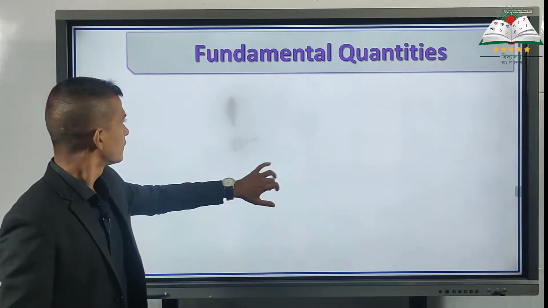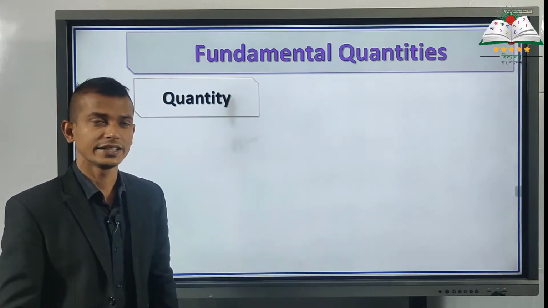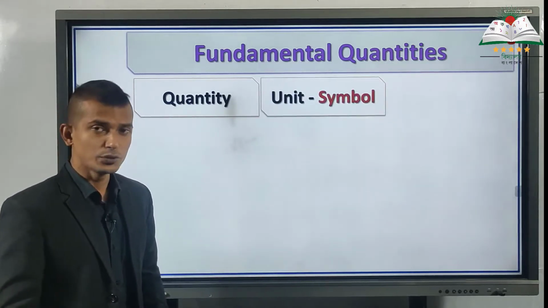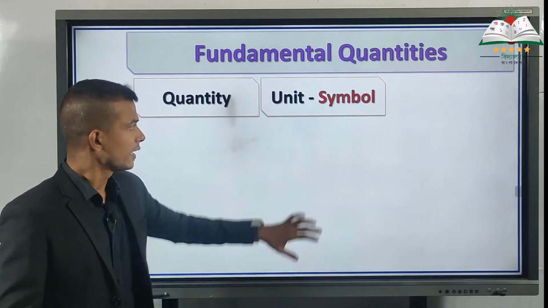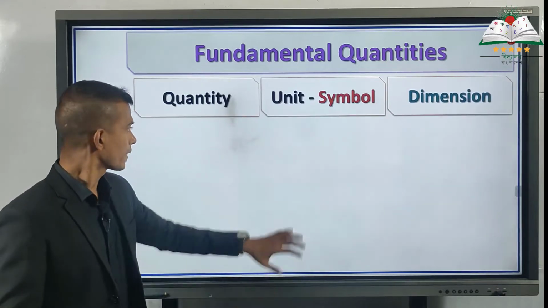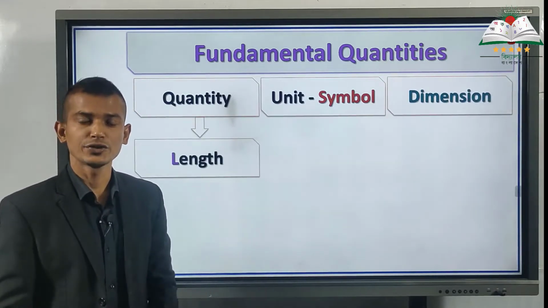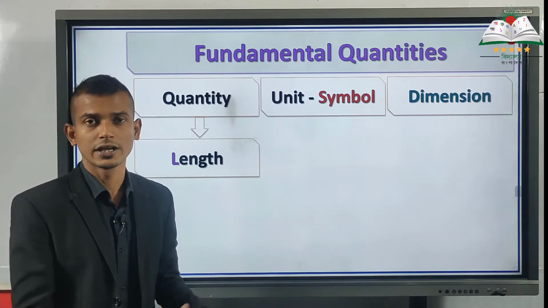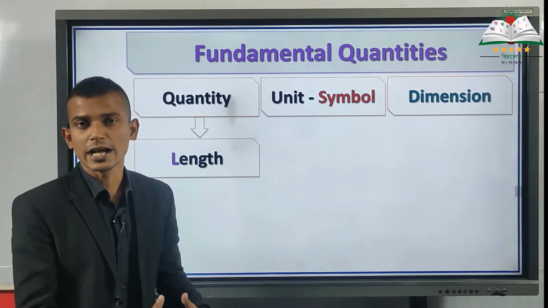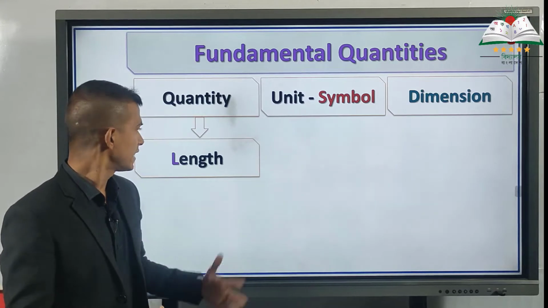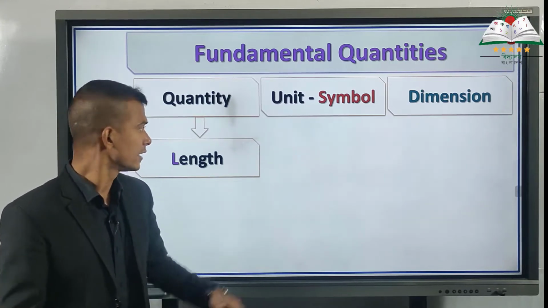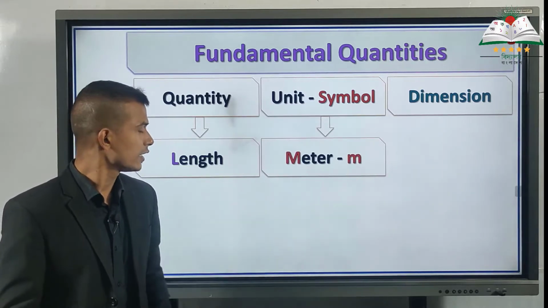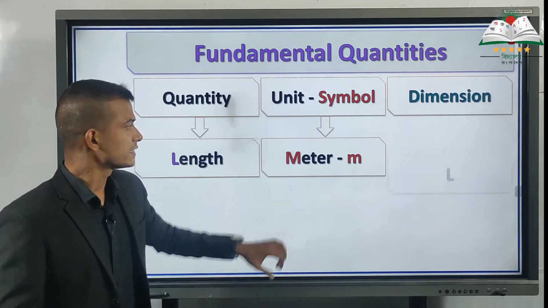Okay. First, we will write the quantity, then their unit with the symbol and the dimension. The first one is, as you know, length, but we will not only consider length. We can also take breadth, width, diameter, thickness, everything that can be measured in length. It has a unit of meter, the symbol is m, and it has a dimension of L.